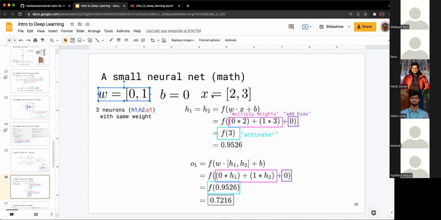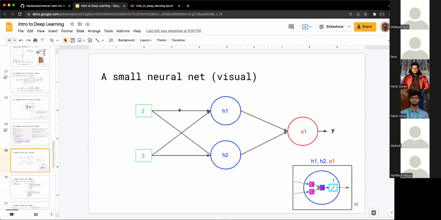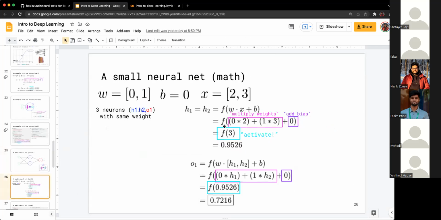So now let's say we pass in x, which has a value of 2 and 3. We want to pass in these values and we want to compute y. How do we do this? The first step would be to do the dot product, which is again multiplying the weights. So we multiply 0, 2, 1, and 3, and then add a bias. So this is going to be the same for H1 and H2, right?